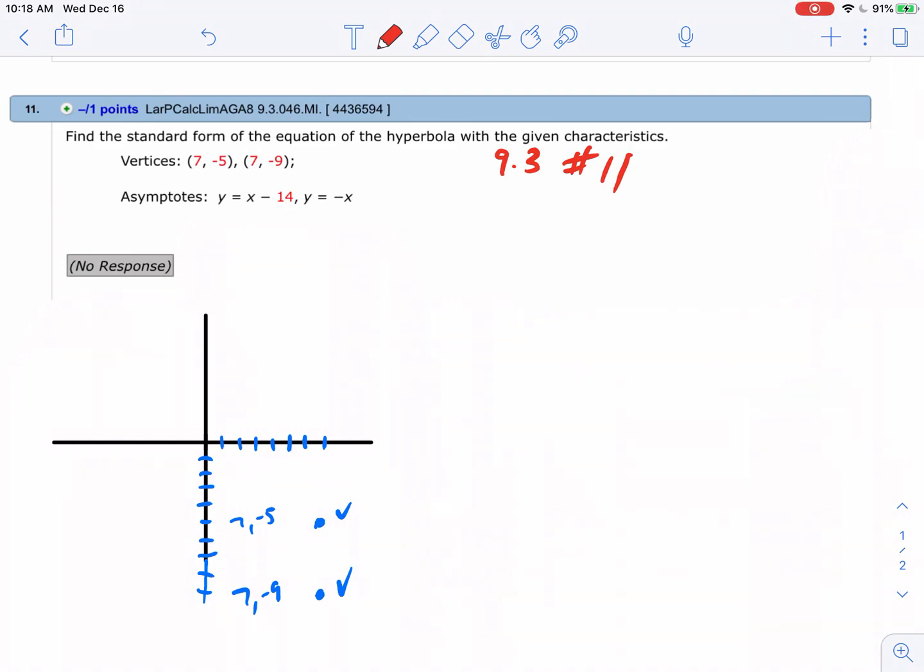Okay, so in 9.3, number 11, depending on what you have for numbers, just follow along. So I took the information I had. They gave me two vertices, one at (7, -5), one at (7, -9). So I graphed those. And because my vertices are up and down, I know my graph would have some sort of hyperbola, right? They're going to go up and down.